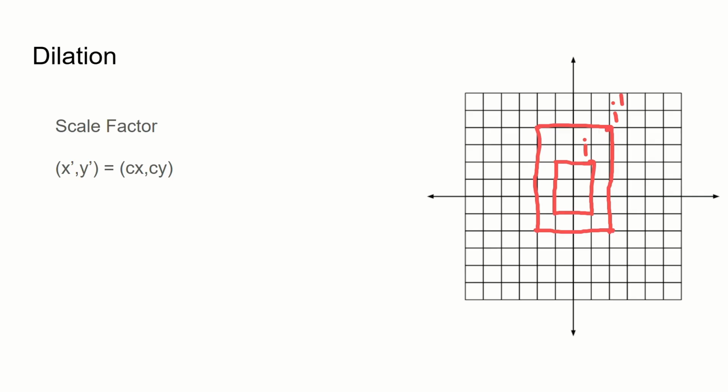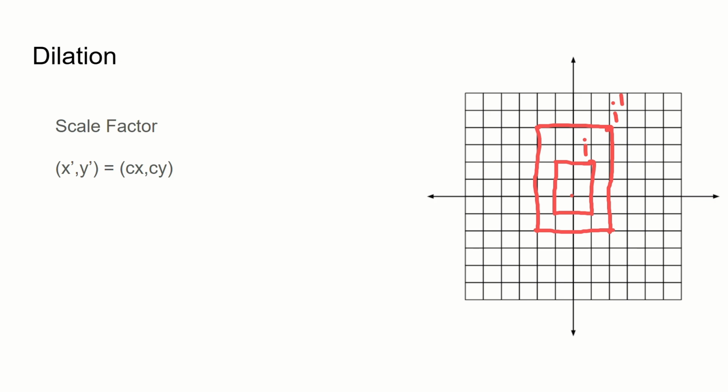And if you'll notice, the lengths of these sides are all twice as much. If it was a factor of 3, it would be 3 times as much, which would make the area of this bigger rectangle 2 squared, or 4 times as much.